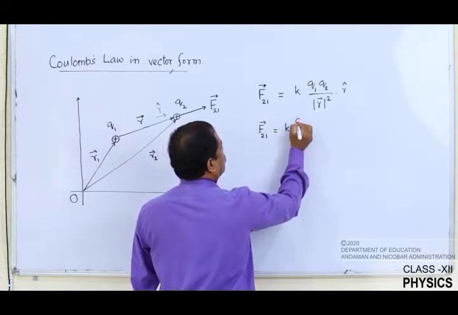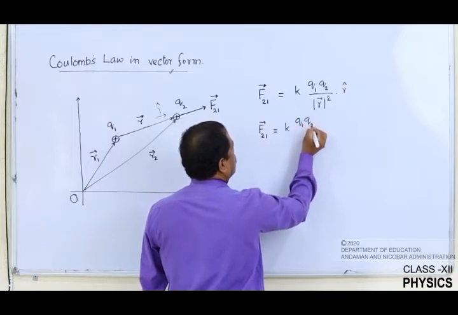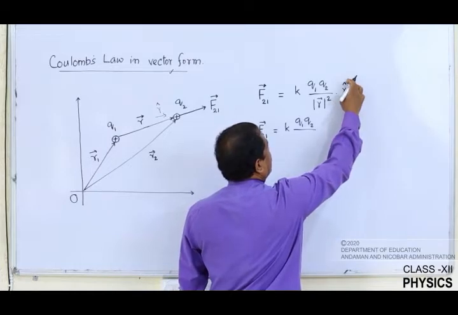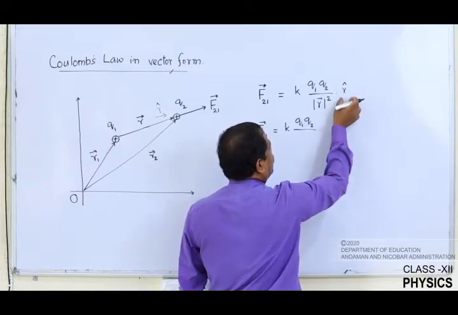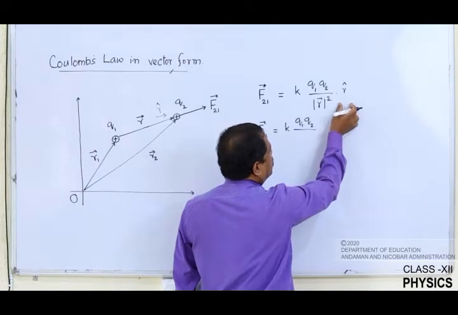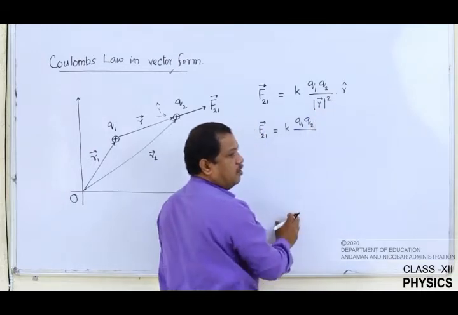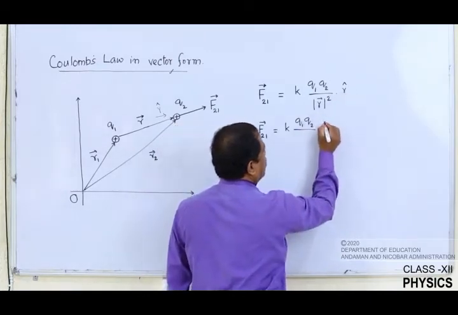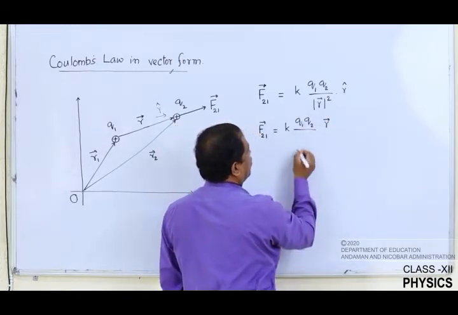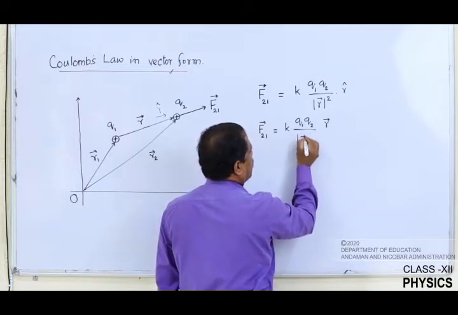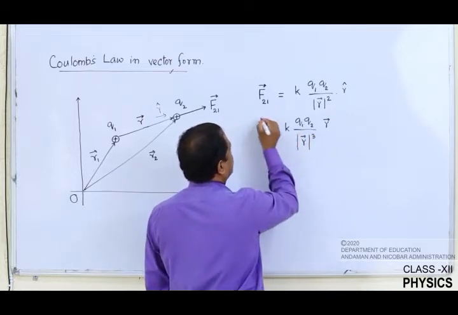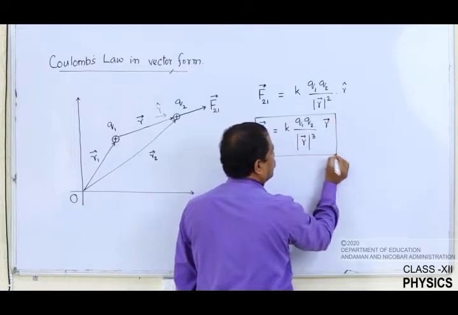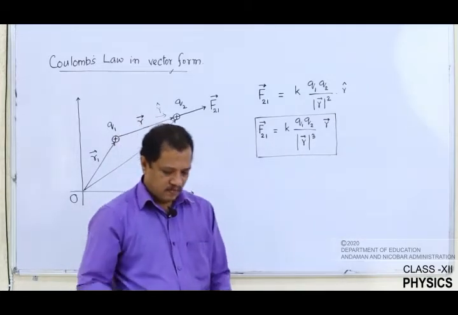When I say unit vector R, this expression can also be written as F21 is equal to K into the product of the two charges into, instead of writing this unit vector, I can write it as vector divided by its magnitude. When I divide by magnitude, the magnitude into square of magnitude will be magnitude cube, and at the numerator I am going to have the vector. So therefore, I am going to write R vector divided by cube of magnitude, and this is the expression that you have studied earlier. I am going to use this expression.